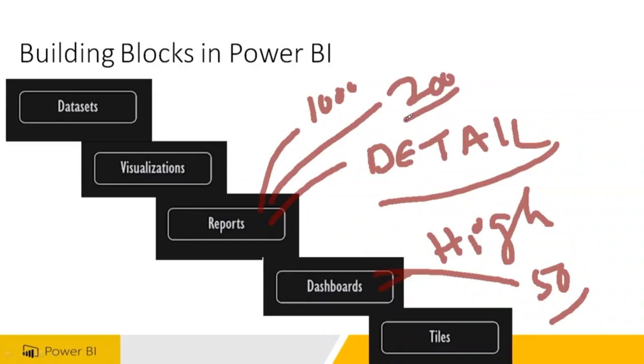Each report may contain 30 to 40 pages, and each page may contain 5 to 6 visualizations. Clear. So out of 200 reports, how many dashboards have I created? 50. Where will you create a report? Power BI Desktop. Where will you create a dashboard? Power BI service. How to create all of them we'll see later, and don't worry about it now.